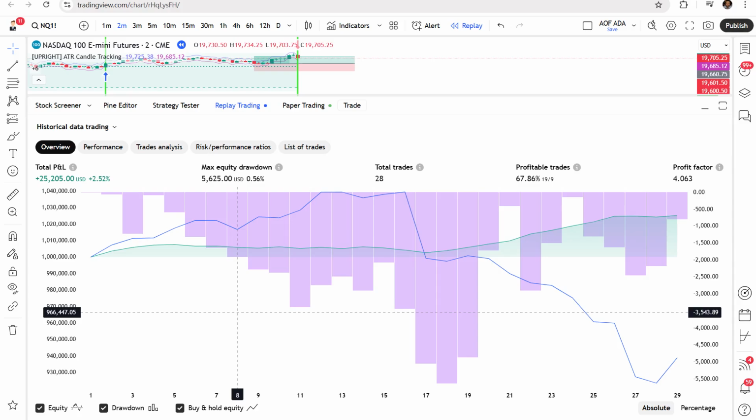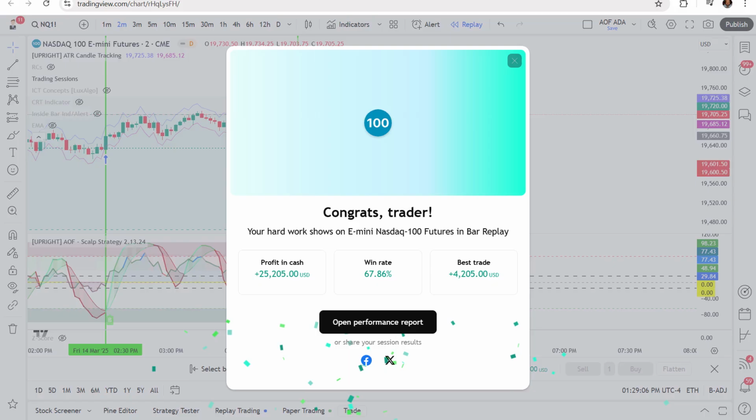And so then just for giggles, this was the ending confetti-flying breakdown, the quick rundown of how they gave it. Now, interestingly enough, the win rate's slightly different. You can see here that it said it's a 67.86 win rate, instead of, no, I guess that's the same, 67.86. I was thinking that was different. But you can see the profitability in cash was 25,205. The best trade was 4,205.